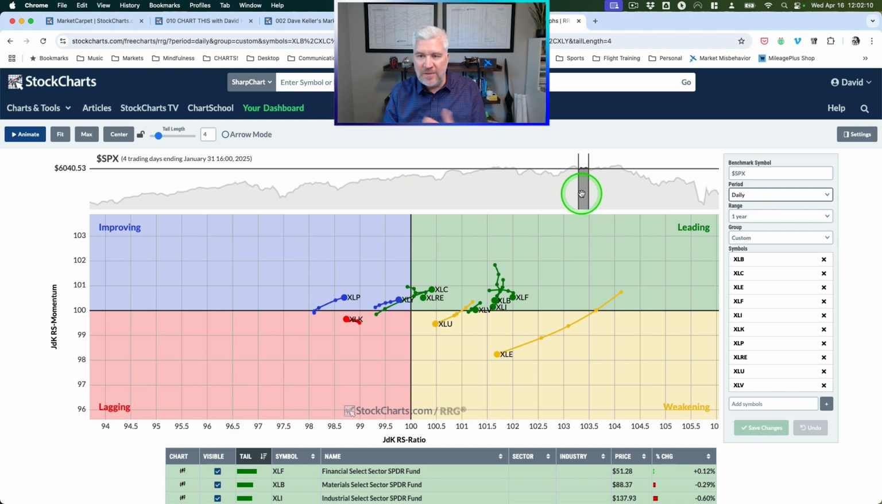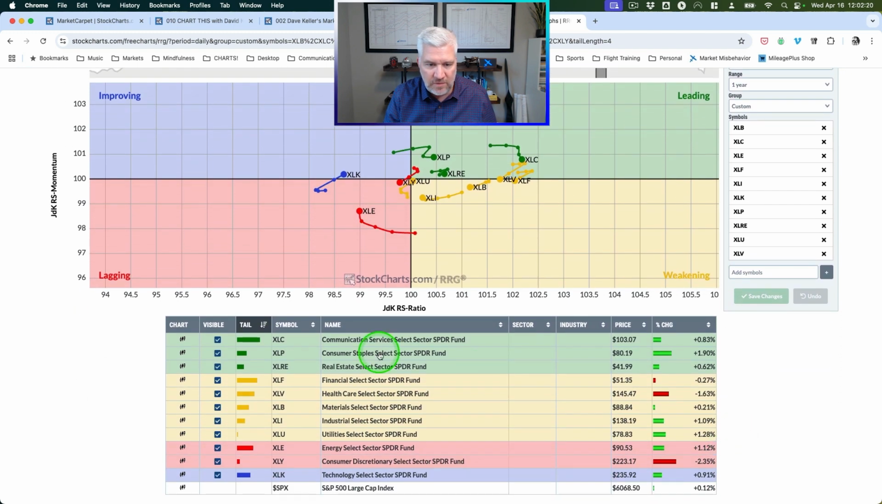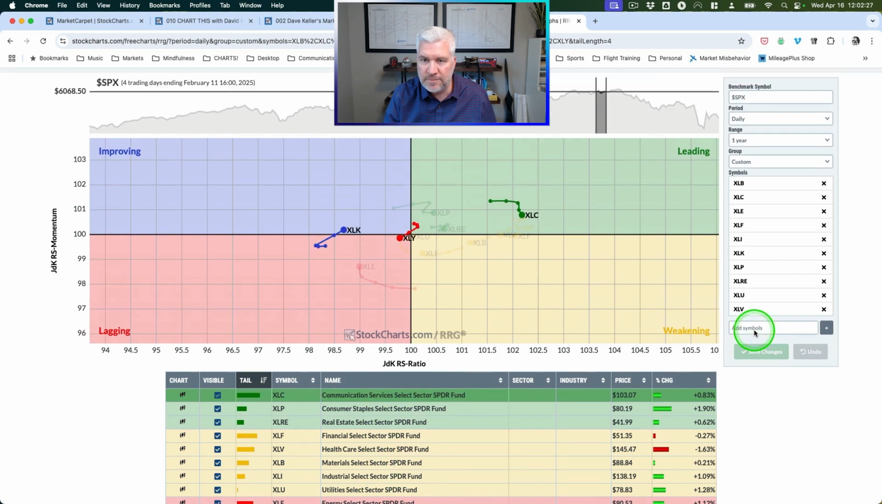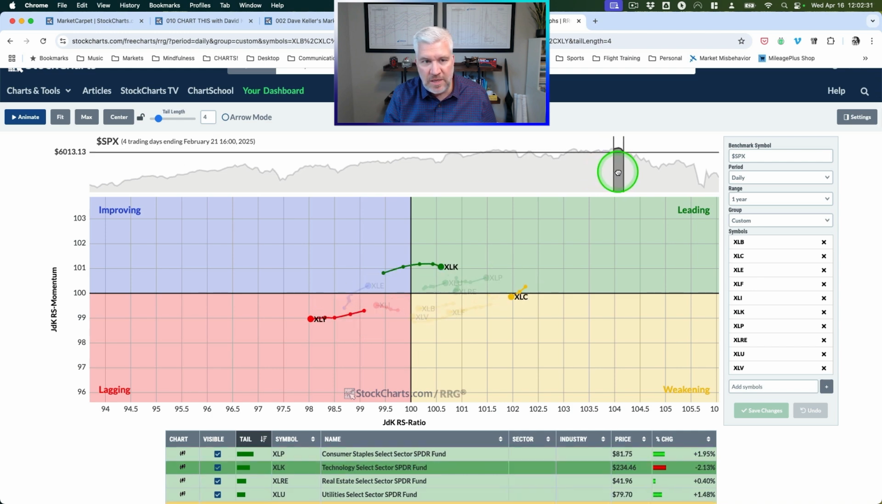But using the daily data, here we're going back to the sort of market peak at the end of January. As we get into the February peak, I'm going to highlight these three growth sectors. So here's communication services, here's consumer discretionary, and there's technology, right? We can see as we get into the February market peak, communication services the strongest but rotating down, technology getting into the leading quadrant, consumer discretionary in the lagging quadrant.